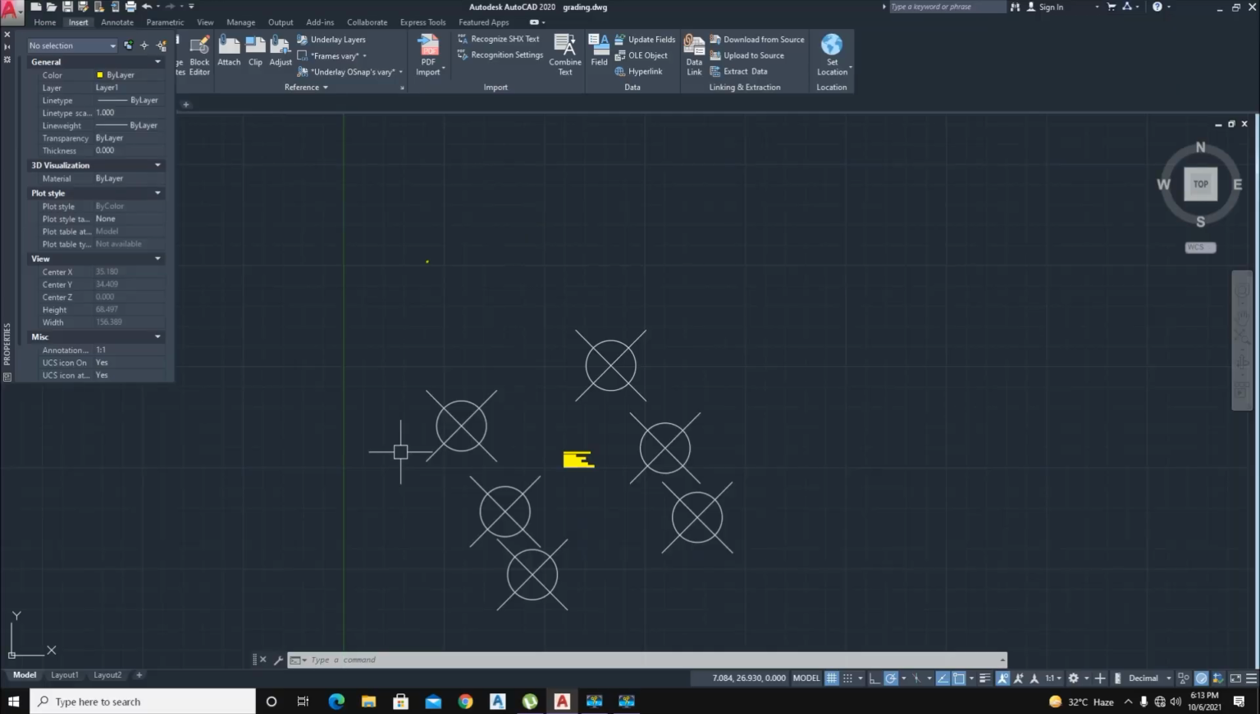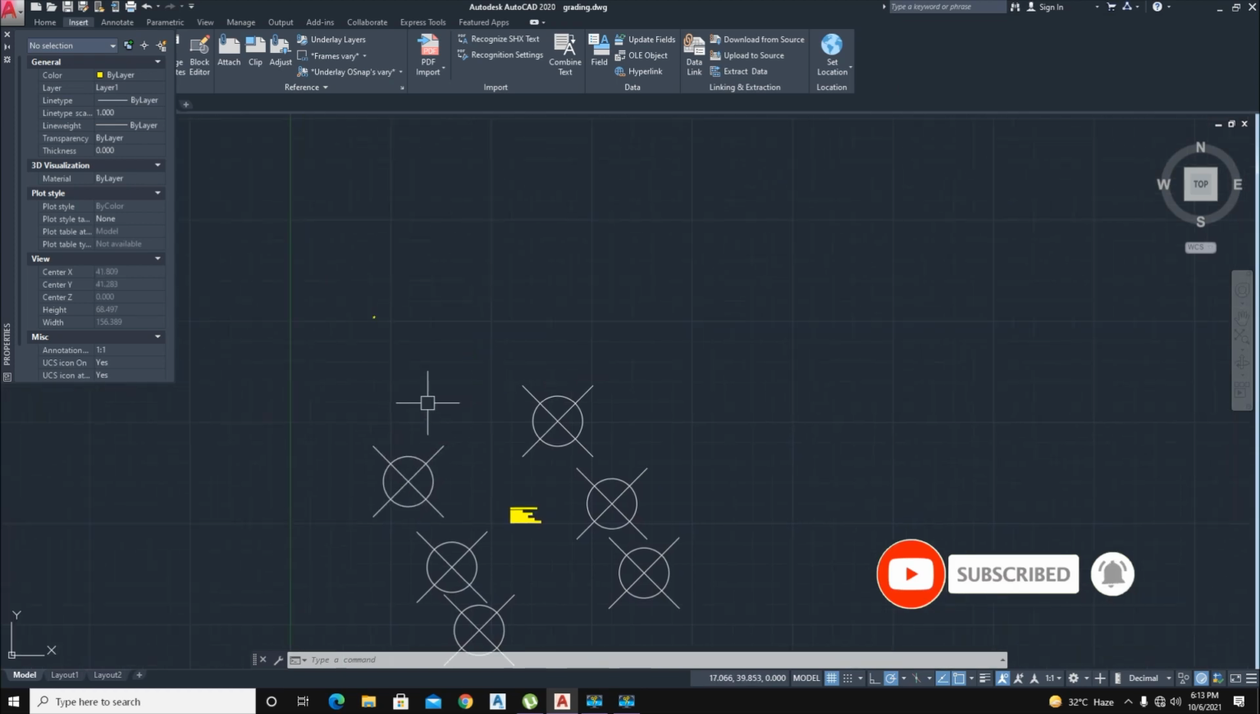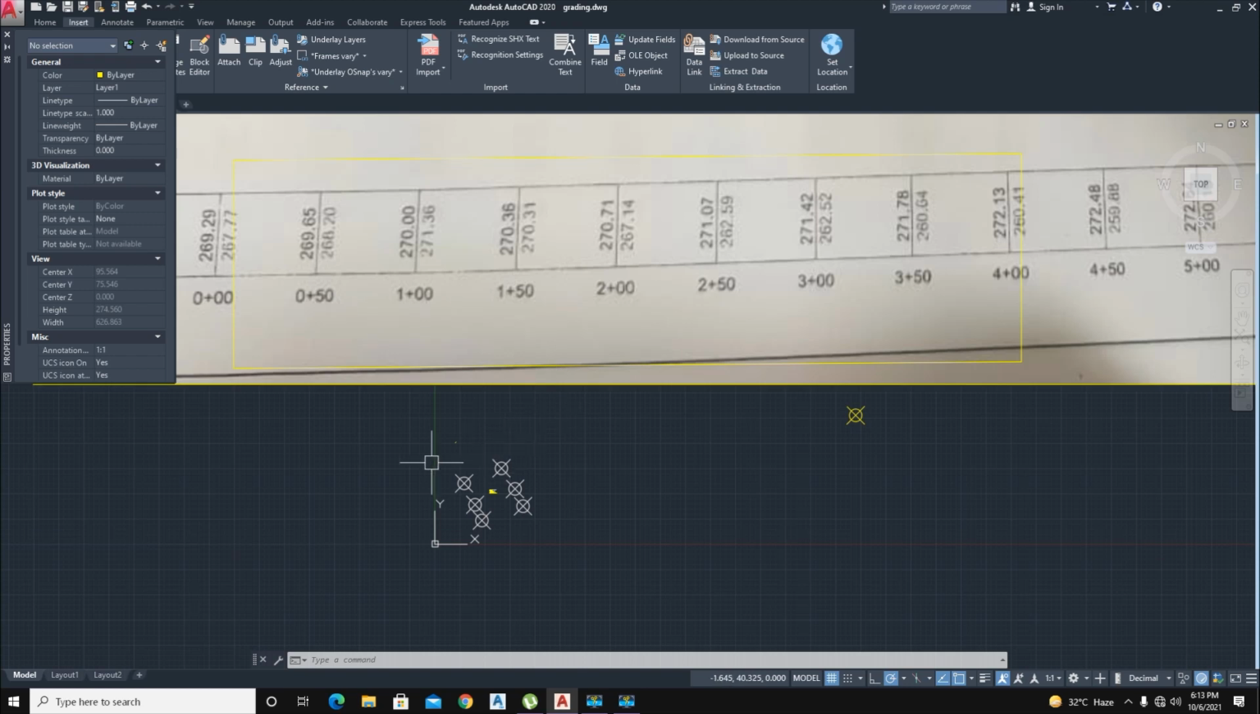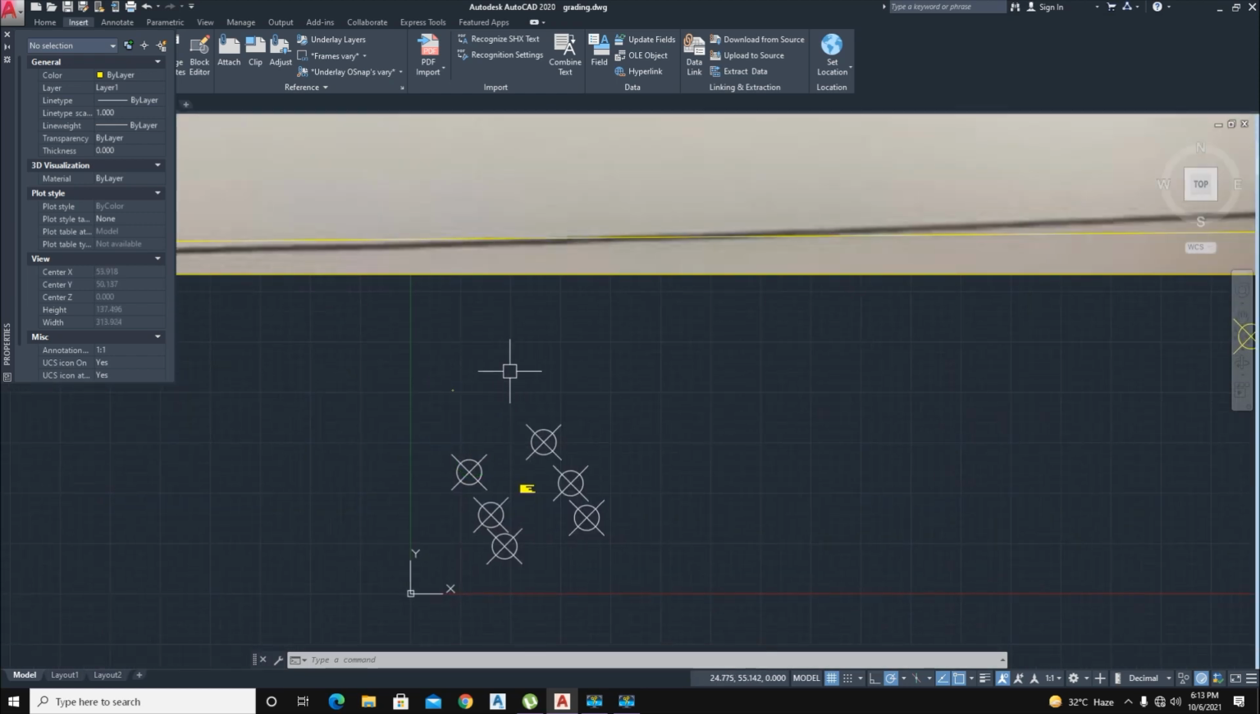Today I'm going to show you the gradient slope between two elevations with the help of a Lisp file and how to use it, and also show you a manual calculation using a profile to prove whether this Lisp file is correct or not.